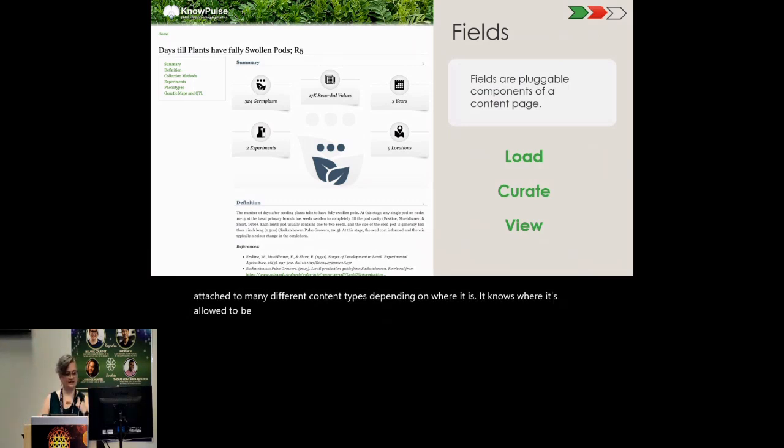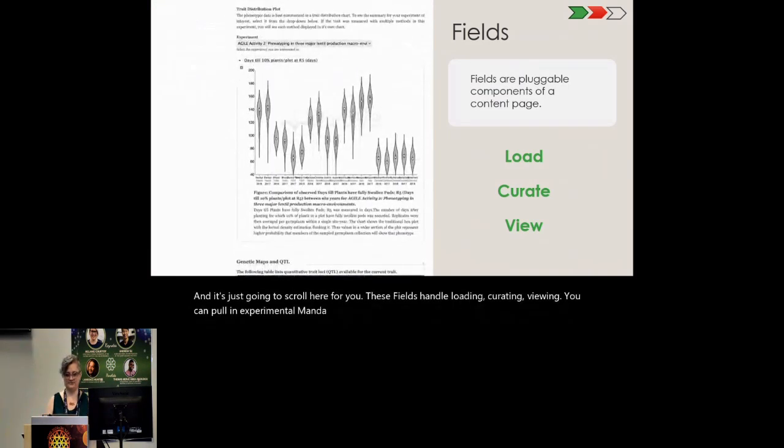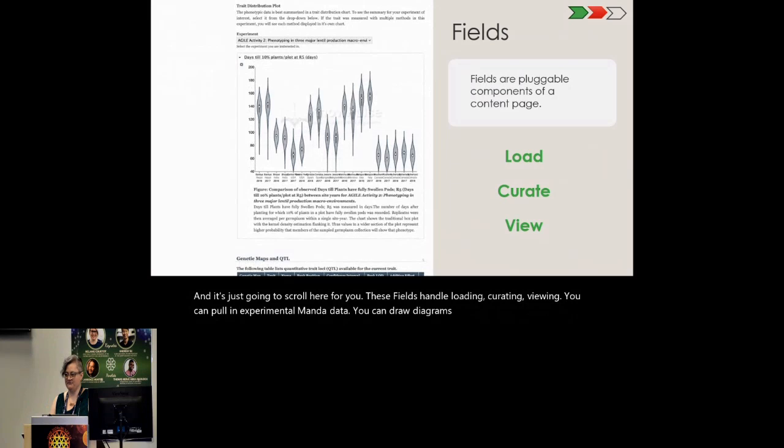On the side here, you're seeing a 3.3.3 version, so not the most recent version, of a phenotypic trait page. This is "until the pods are swollen," for those of you who care. What I really want to show you is just how dynamic these pages can be. All of this is pulled from the database and visualizations, and it's just going to scroll here for you. These fields handle loading, curating, viewing. You can pull in experimental metadata, you can draw diagrams, basically anything that you think would be helpful for your user.